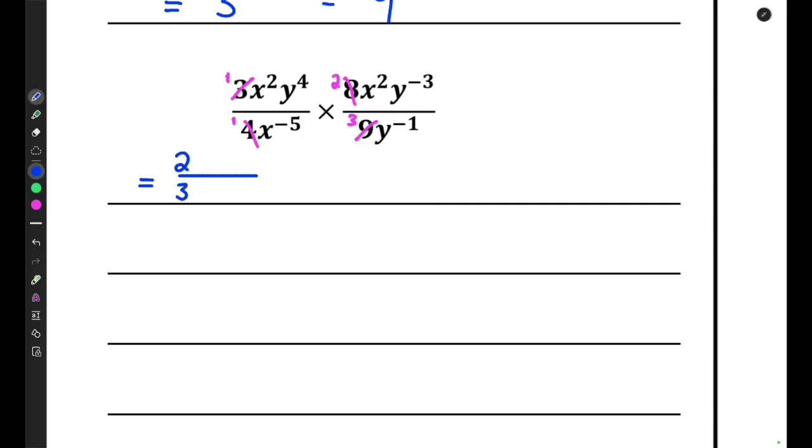Okay, now with the x's, let's now see. I'm going to add the top x's and I'm going to subtract the bottom x's. So this would be x to the power 2 plus 2, and then the minus 5 at the bottom, I'm moving it to the top so it becomes a plus.